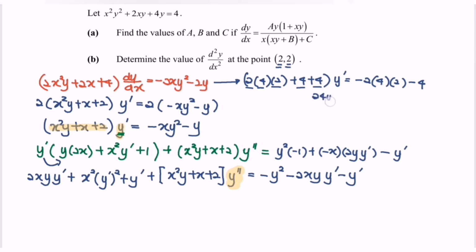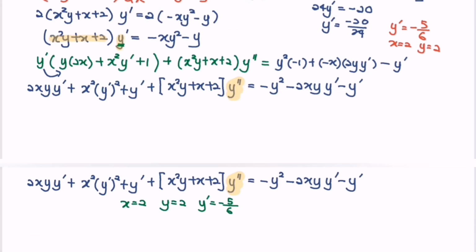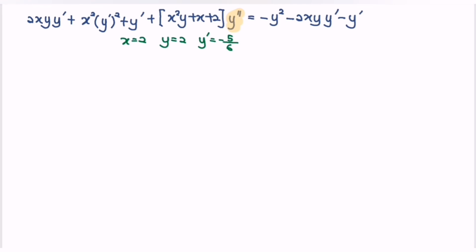So 24y prime equals 4 multiplied by 2 we have 8, multiplied by negative 2 we have negative 16, minus negative 4 we have negative 20. So y prime will be equal to negative 20 over 24. So finally, y prime will be equal to negative 5 over 6. So now we have x equals 2, y equals 2, and y prime equals negative 5 over 6. So let's substitute the values into the situation.